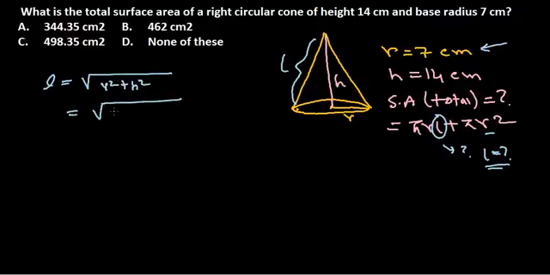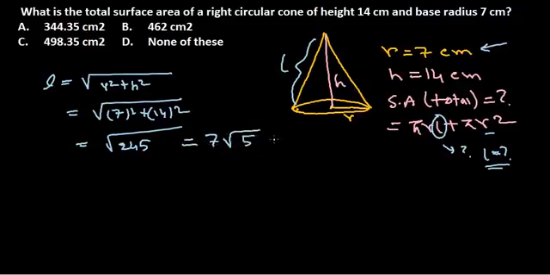R square is 7 square plus H square will be 14 square. So the value inside the root will be 245, and as a result it will be 7 root 5 centimeter. This is going to be L. Once we find L, it will be very easy for us to calculate the total surface area of the cone.